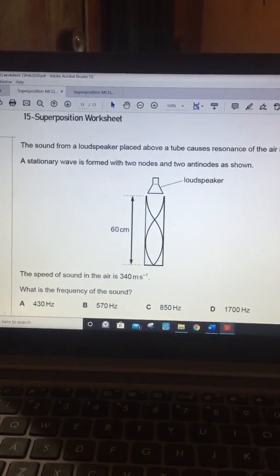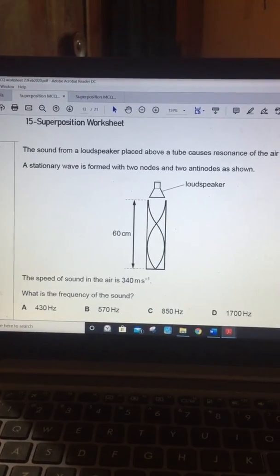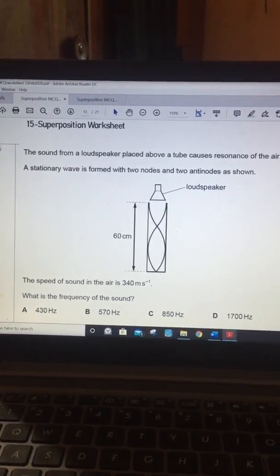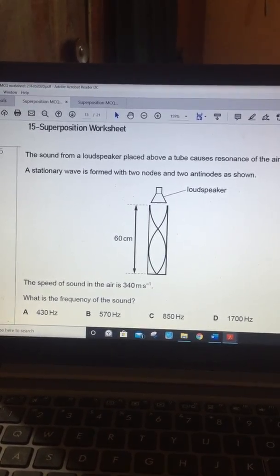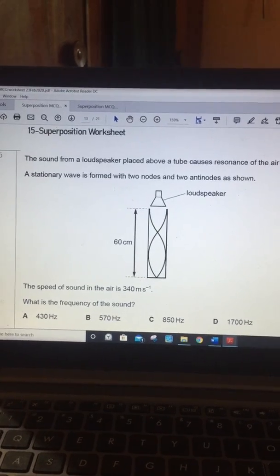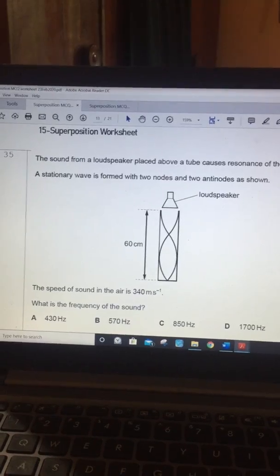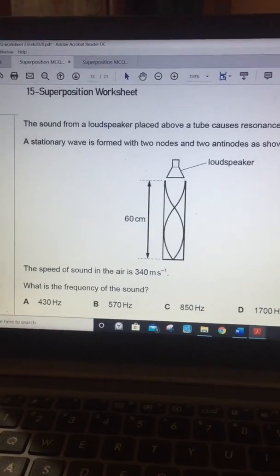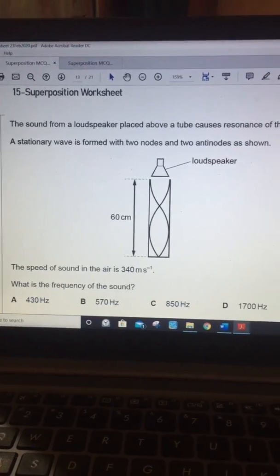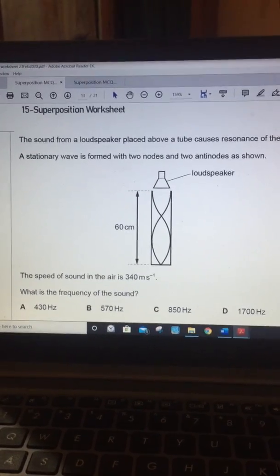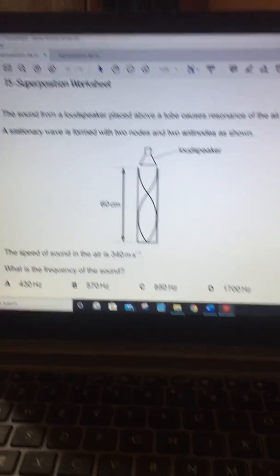So this is the second harmonic, and in a tube the open end should have an antinode always and the closed end should have a node always. So that is the condition. The speed of sound in the air is 340 meters per second. What is the frequency of the sound?